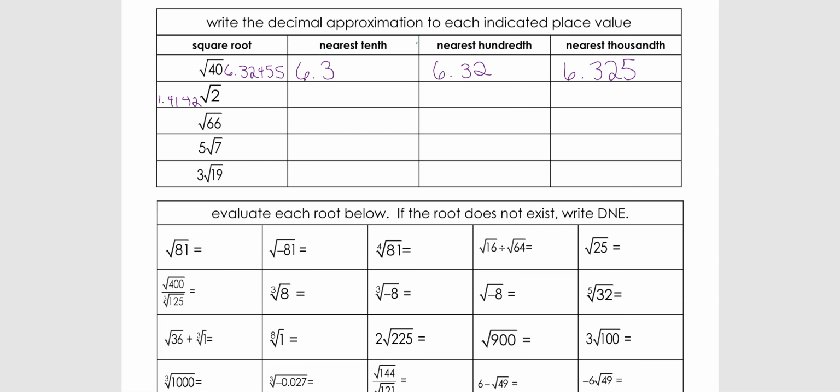the most precise we want to round is the thousandth. So nearest tenth, 1.4. Nearest hundredth, 1.41. And nearest thousandth, 1.414.